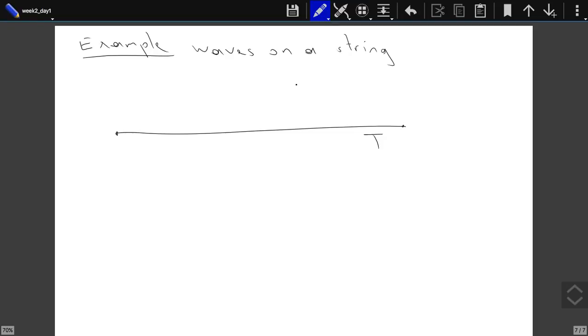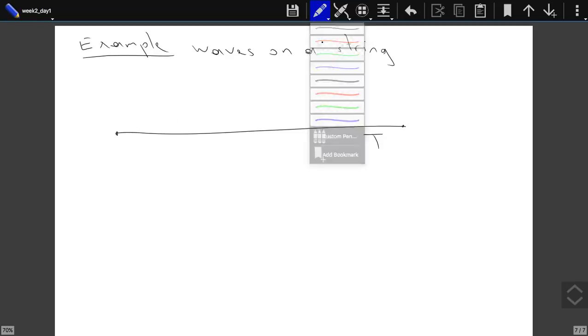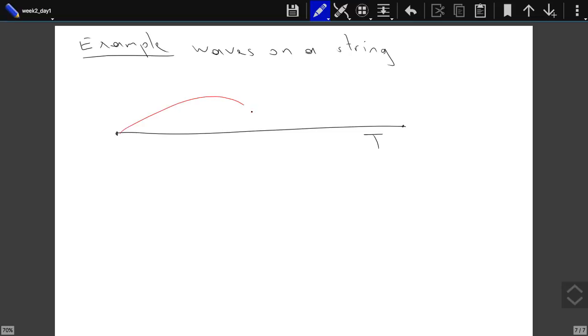Let's assume that at a given instant, it has this form. Some arbitrary shape. I mean, it doesn't really have to have this shape. Now we know Newton's dynamics. Let's look at one part of this string. Let's look at this part.